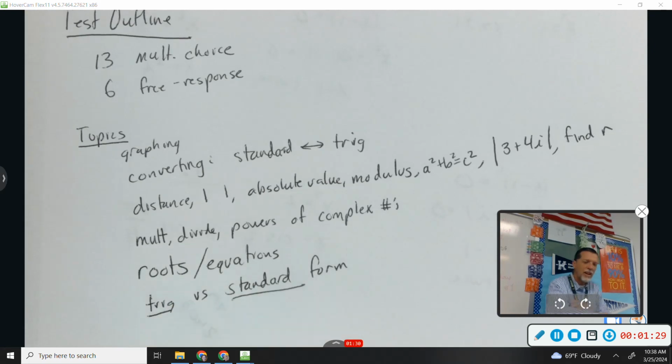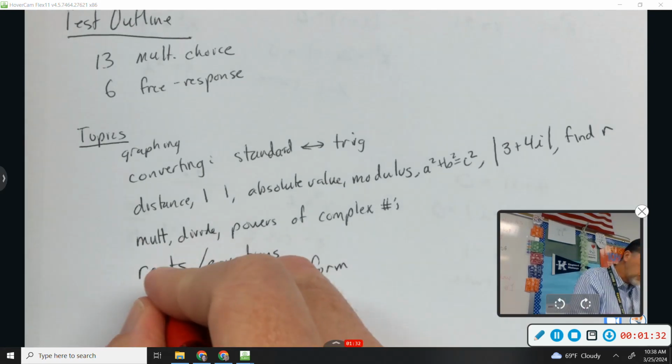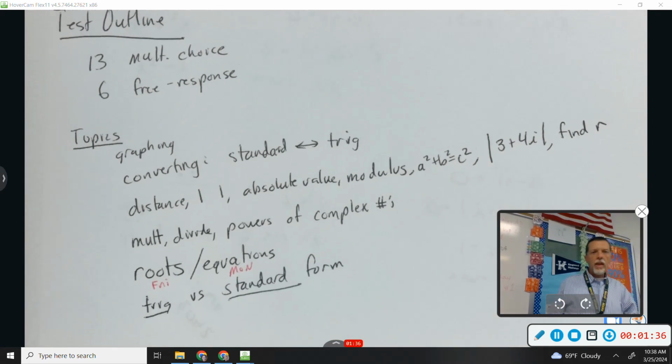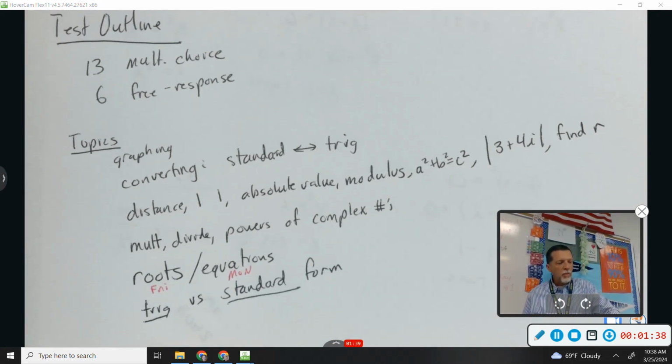Roots and equations, that's kind of the same thing. Roots was Friday, equations is today. And then again, be careful on the free response to make sure you answer in the correct format: trig versus standard. So angles versus a plus bi.